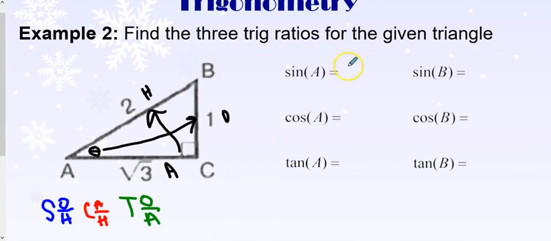So sine is going to be O over H, or 1 over 2. Cosine is going to be A over H, or the square root of 3 over 2. And tangent is going to be O over A, so 1 over the square root of 3.